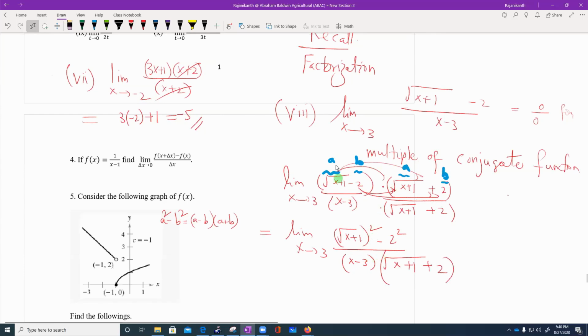I'm using the short form. A minus b times a plus b is nothing but a squared minus b squared. My a is here square root x plus 1 and my b is 2. Now the only thing is we need to simplify. Let us simplify. If you square any square root, what is the answer you will get? Simply the square root will get rid of, right?